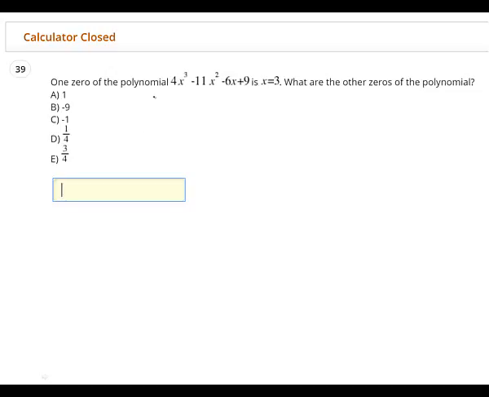All right. One zero of the polynomial is this. What are the other zeros of the polynomial? I want to make sure you can do this by hand, and I know that you know how to type it into your calculator and find the zeros on the graph, right? That's why we put this in the calculator closed section. So, probably where I would go with this is synthetic division and get it factored out, okay?